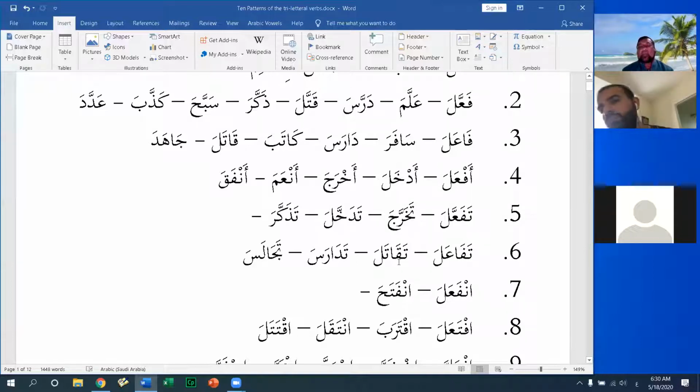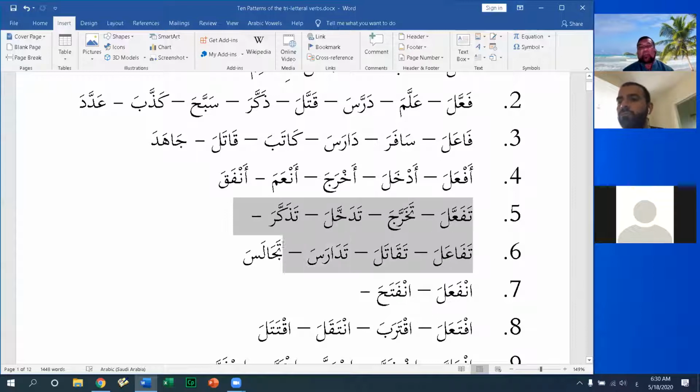يتخرج, يتقاتلون. So in the 5th and 6th form, it will be fatha across the board, past tense and present tense. In present tense, except the last vowel, except the last letter will have a dhamma. So the 5th and 6th would have fatha across the board.